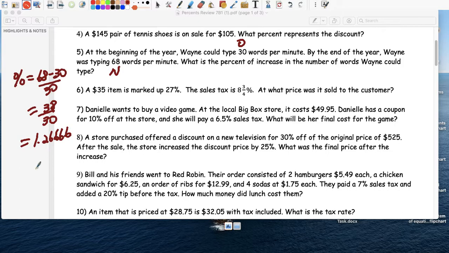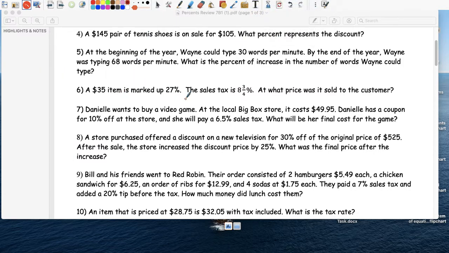All right, so we're going to round this. Well, not round this yet. We're going to move the decimal 2 over. We get 126.66, and then we're going to round it to 126.67%. So it was an increase of 126.67%. Okay.